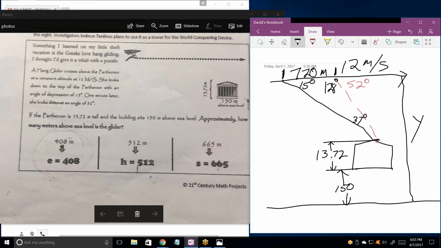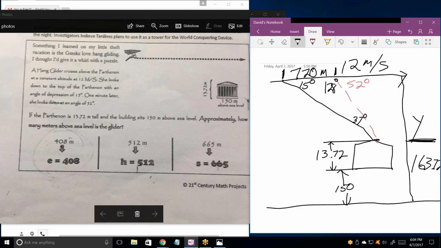Well, I know this distance is 13.72 plus 150, so that's 163.72. Oh, right. So you drop an altitude from the top one, and they just threw in those distances just to confuse you.